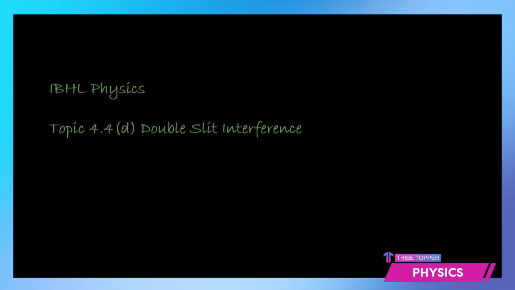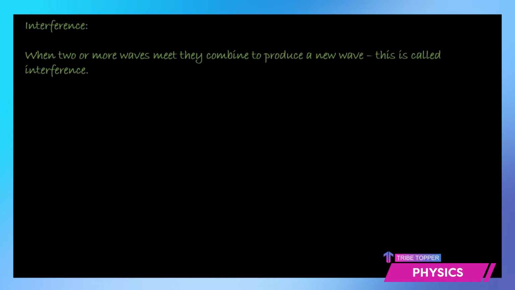In this video session, you are going to learn about double slit interference, which happens due to diffraction at two slits. So first we should understand what is interference. Basically, when two or more waves meet, they combine to produce a new wave.